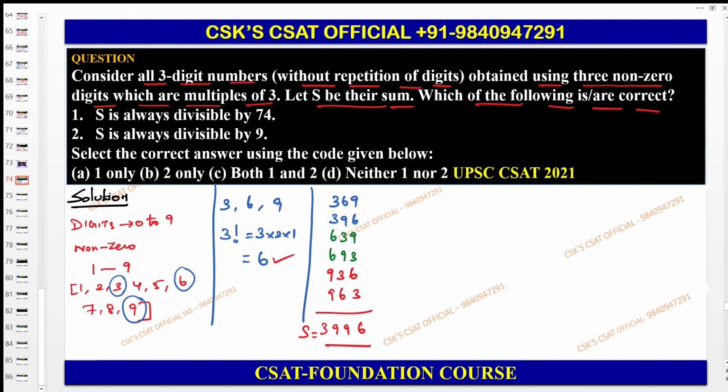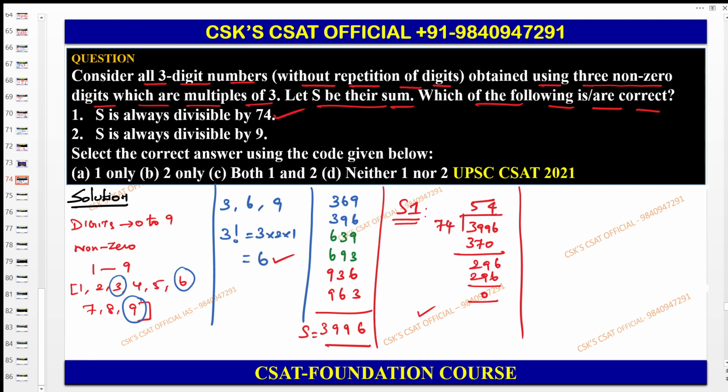According to statement number 1, S is always divisible by 74. Then 3996 divided by 74. Check here: 5 times 74 is 370, balance 296. Then 4 times 74 is 296, which is completely divisible. When it is completely divisible, you can say that S is always divisible by 74. So the first statement is right.